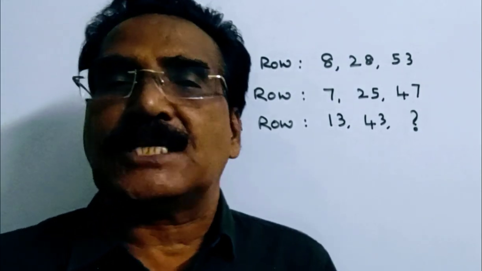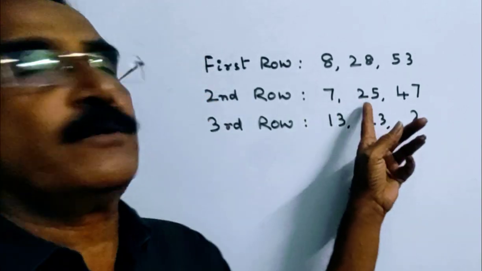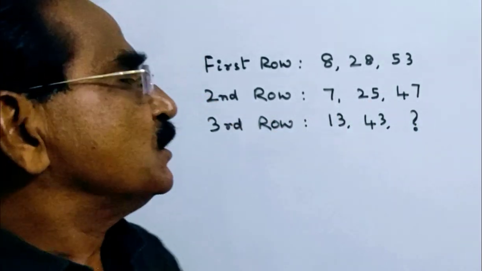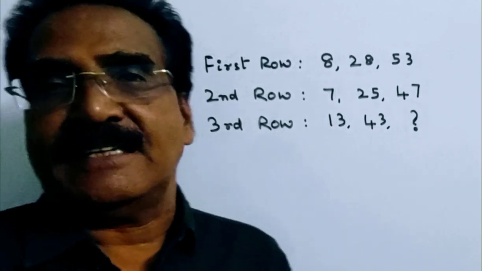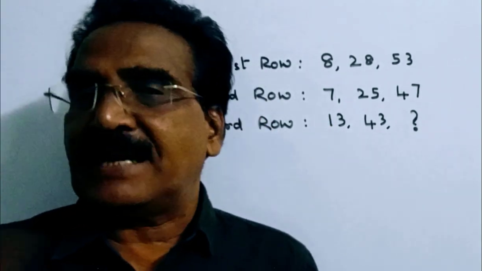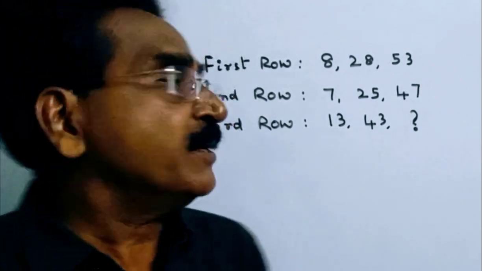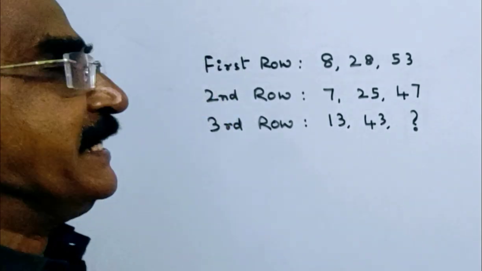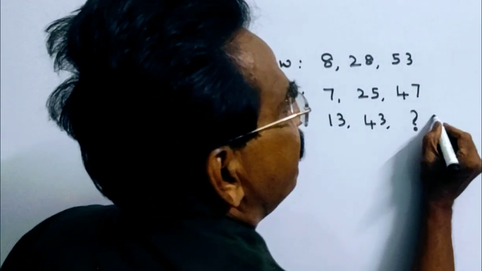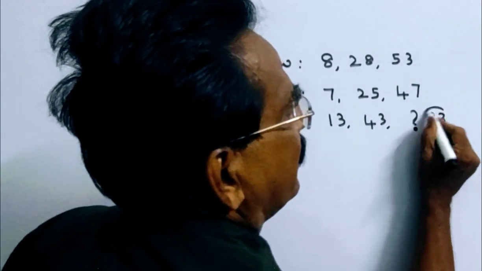7 3s are 21, plus 1 is 22. 22 plus 25 is 47. So 13 3s are 39, plus 1, into 3 plus 1. 13 3s are 39, plus 1 is 40. 40 plus 43 is 83. 83 will replace the question mark.